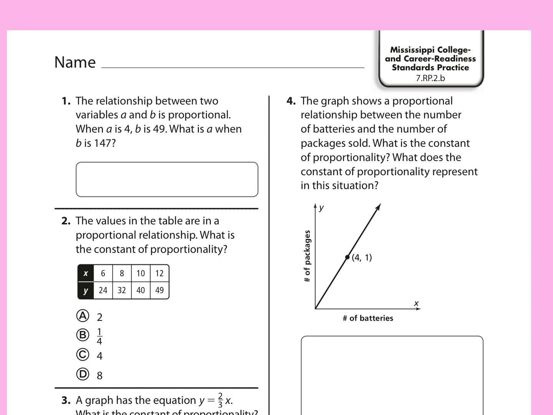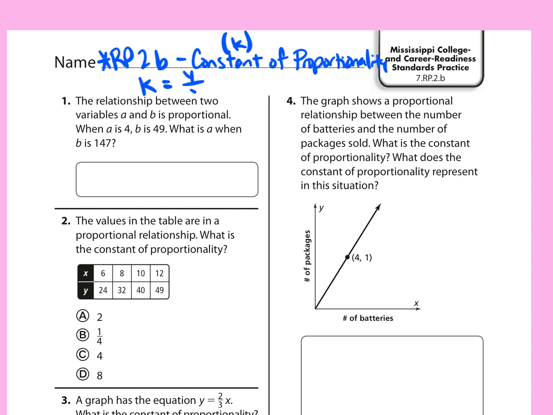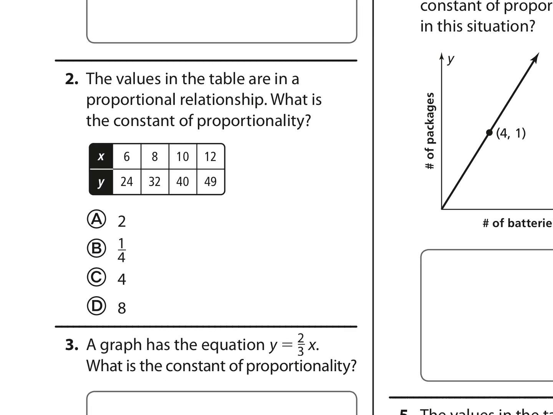Standard RP.2B is about the constant of proportionality. It's this value k. And we know we can find k by taking y and dividing by x. So we're going to look at problem 2. The values in the table are in a proportional relationship. What is the constant of proportionality? Okay, well, we're going to find this by finding k, which is y divided by x.